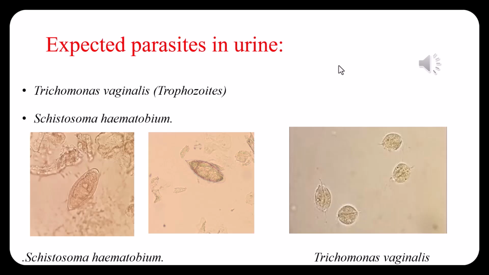Schistosoma haematobium, which we explained in the first semester, infects the urinary bladder, and there is the egg of this parasite. So Schistosoma haematobium is a kind of helminth, while Trichomonas vaginalis in the first picture is a trophozoite, in the field of protozoa. Both parasites we can find in the urine sample.